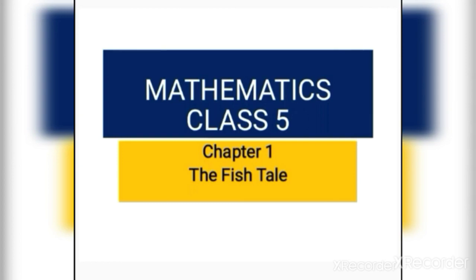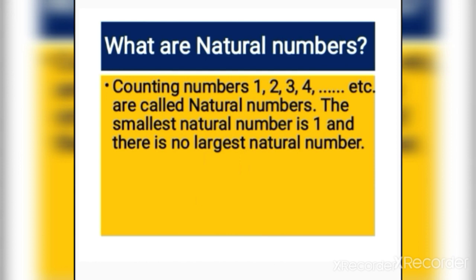Natural numbers. What are natural numbers? All counting numbers 1, 2, 3, 4 are called natural numbers. The smallest natural number is 1 and there is no largest natural number.